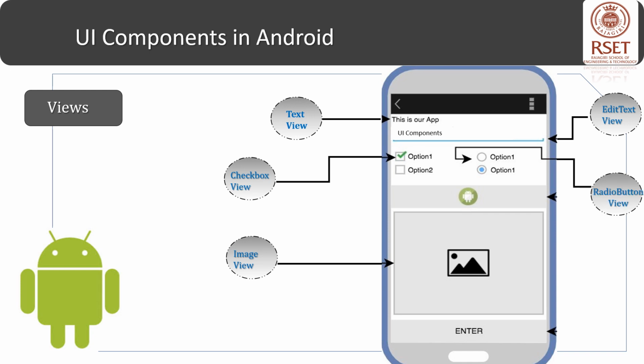Then we have a radio button view, where there are several radio buttons inside a radio group, and when you check one radio button, it unchecks the others. This is an image button view. And finally, this is a button view. What is a button? A button is a component that can be pressed or clicked by the user to perform some actions.